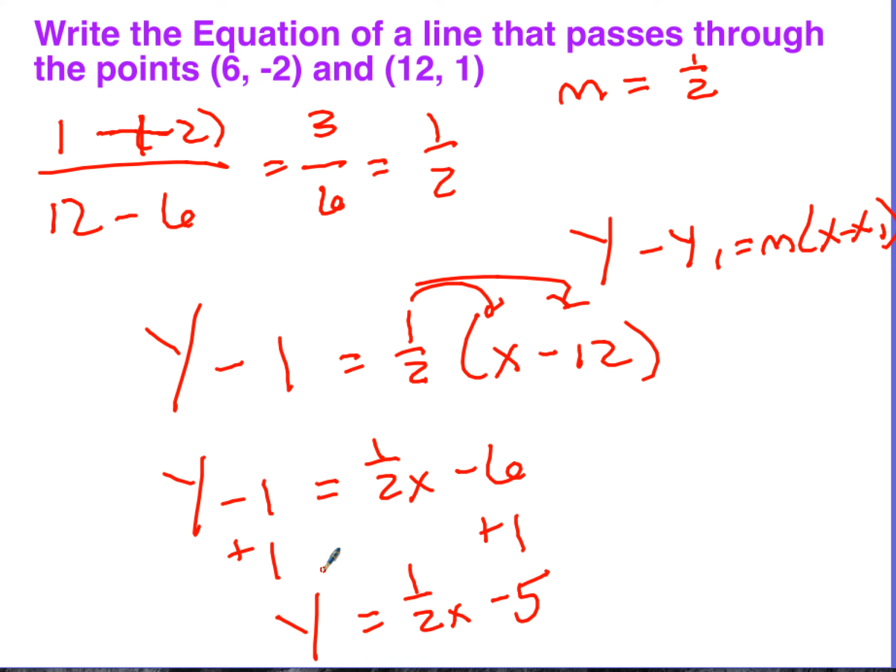So that's it, folks. Find the slope first, and then use the point slope formula. Pick any point you want, and you're good to go.